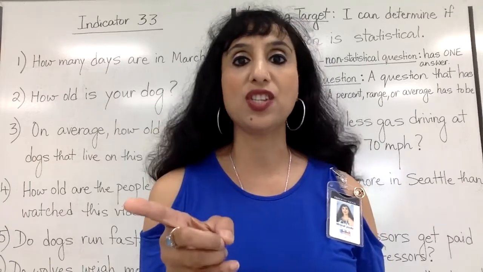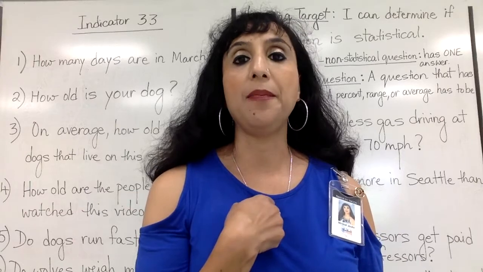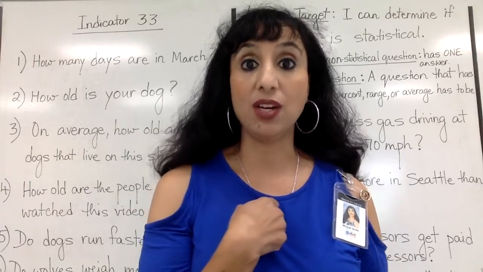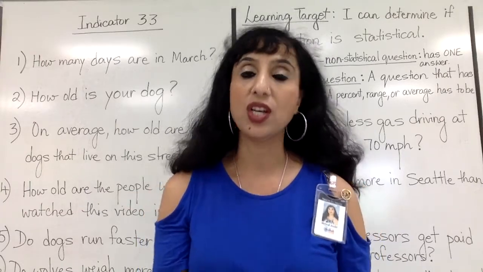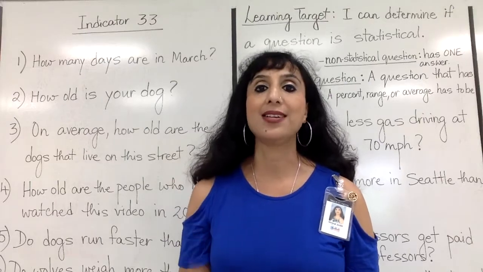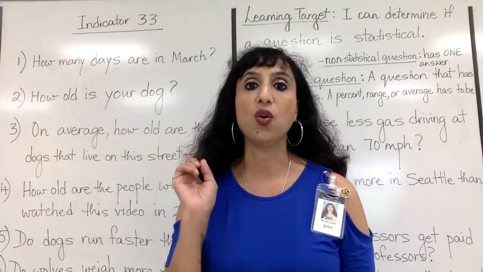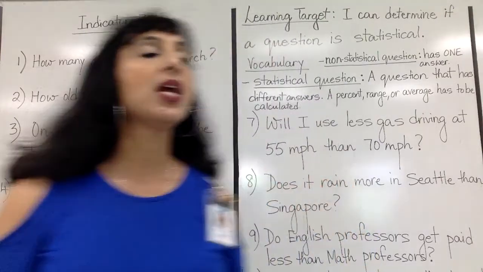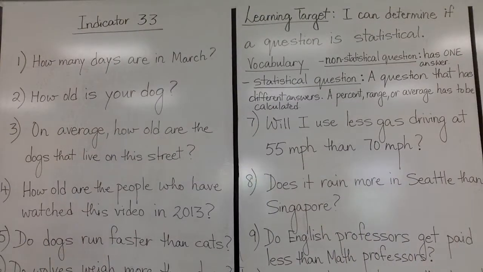So there's just one answer to that. Okay. When somebody asks you the age of a pet or your age, then it is a non-statistical question because you only have one answer. Okay. Let's look at the next question.